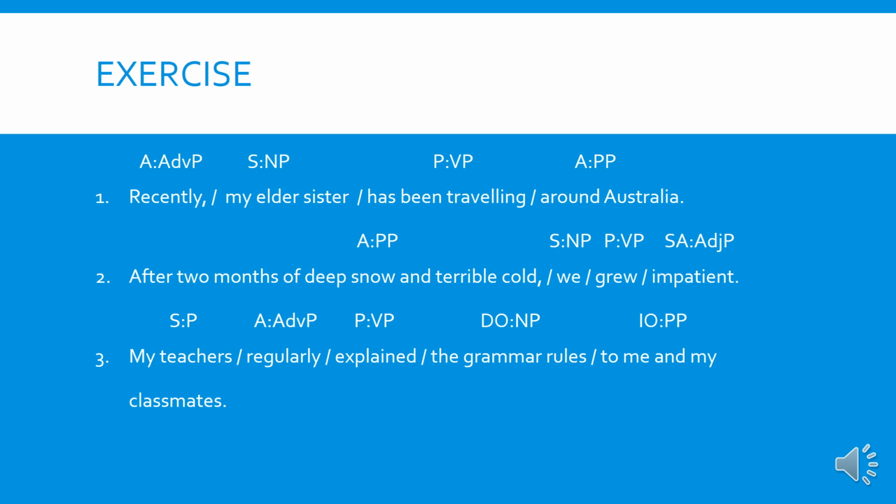Recently my elder sister has been travelling around Australia. Recently here is an adverbial, which is realized by an adverb phrase. So the function is adverbial, realization is adverb phrase. It's made of an adverb phrase. Recently is an adverb. It's the only word in the phrase, so it must be an adverb phrase.